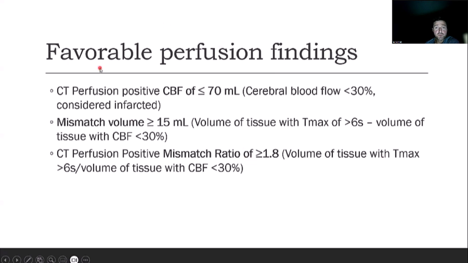So what are favorable perfusion findings? A CT perfusion positive CBF of less than or equal to 70 ml. So basically this is the size of the infarct core. You want a fairly small infarct core. That way you don't have a large amount of brain that's going to be susceptible to reperfusion injury. A mismatch volume of greater than or equal to 15 ml. So you obviously want to have enough salvageable brain to make it worthwhile for the risk of the actual procedure. And then you need a CT perfusion positive mismatch ratio of greater than or equal to 1.8.